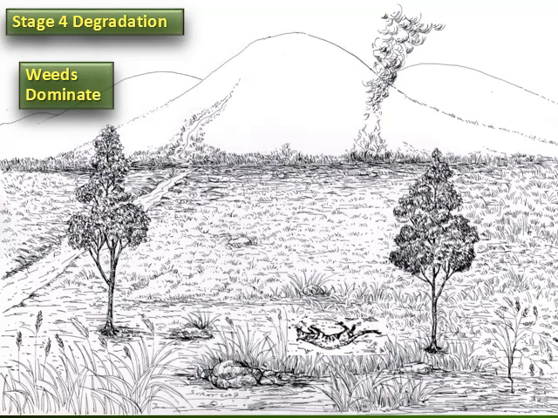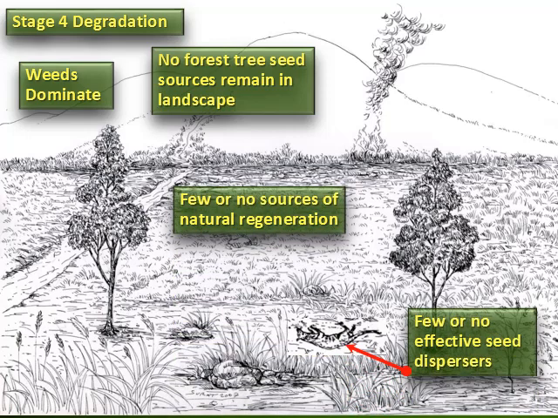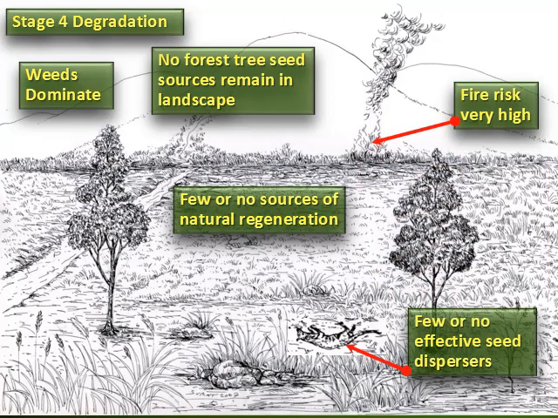Moving on to degradation stage 4. With this stage of degradation, we have weeds dominating. The new critical point is that we've reached the point at which there is no forest left within the landscape. So we've lost our source of seeds. Our free seed dispersal service is gone because there are effectively few or no seed dispersers left in the landscape. We have few or no sources of natural regeneration, and the fire risk has also gone up.